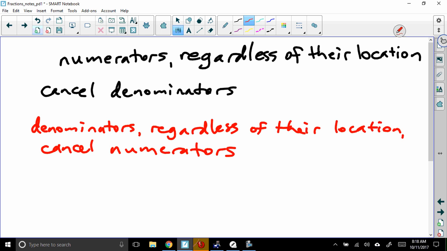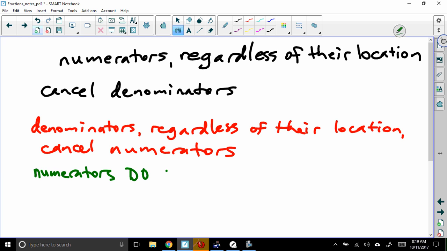When I say regardless of their location, because I'm saying denominators, it's clear, it's implied that they're still in the bottom. But what I'm saying is they could be on the right, on the left, somewhere in the middle, somewhere near the left.